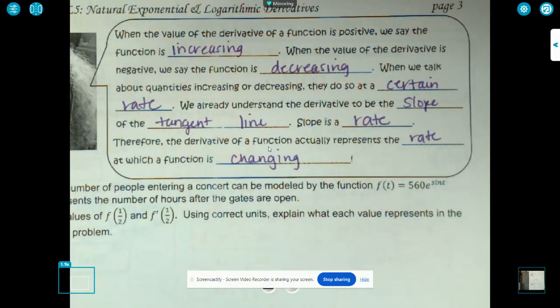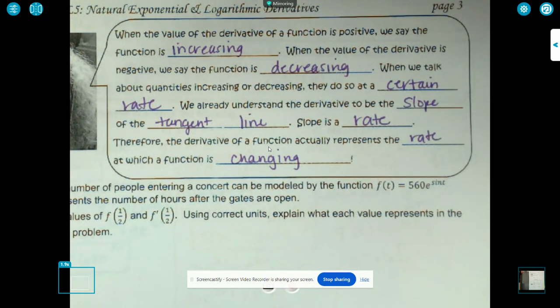So when we find f of 1/2, whatever numerical value we get, that represents what? The people entering the concert half hour after the gates open. Does that make sense? If t was 3, it would be 3 hours after the gates open. Does everybody understand? All right, so let's go ahead and find f of 1/2.